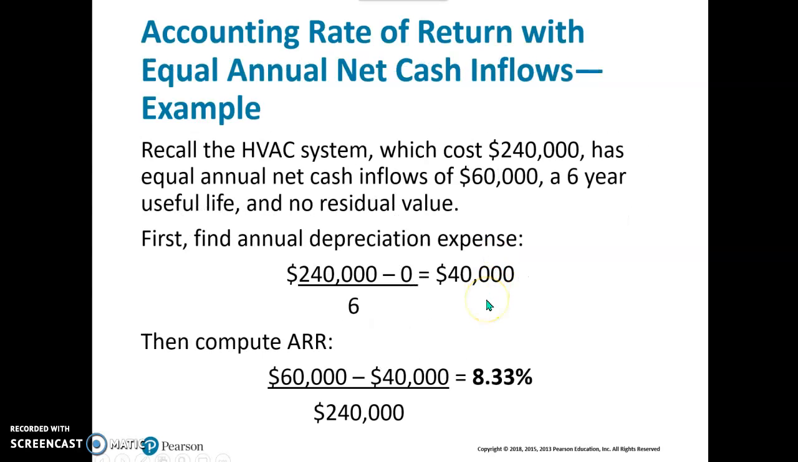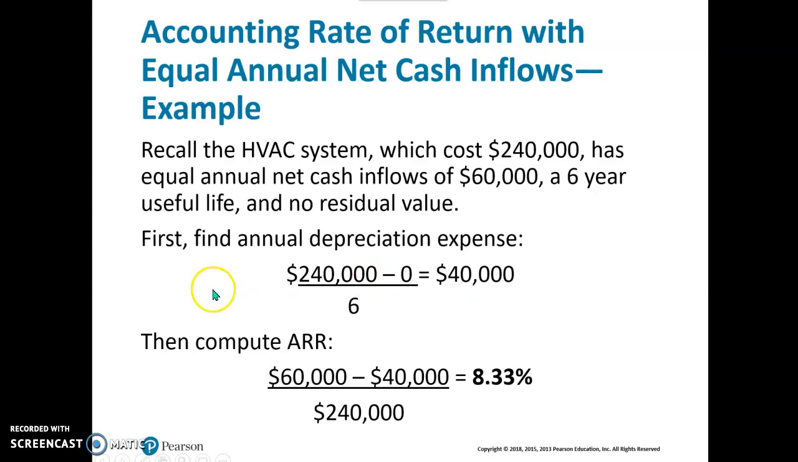So here's an example. This is the AC system, which cost $240,000, had equal annual net cash inflows of $60,000. Okay? A 6-year useful life and no residual value. So the first thing you'd want to do is figure out what the annual depreciation was on the asset. So our investment is $240,000. It has no residual. We'll just use straight line. We'll divide that by the 6-year life, and we get depreciation of $40,000 a year.